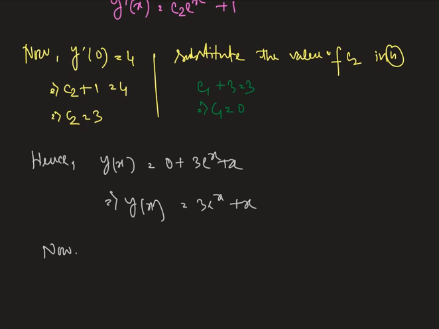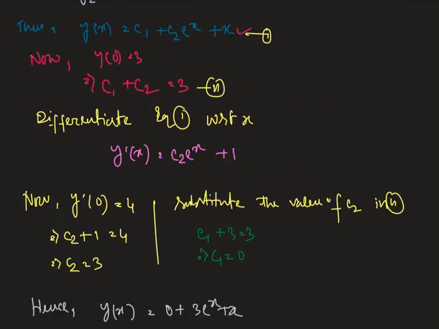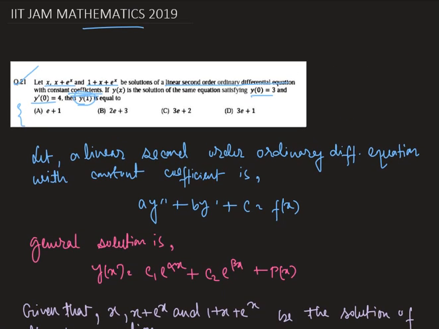Now, the value of y(1) will be 3e plus 1. Therefore, the correct answer is option D.